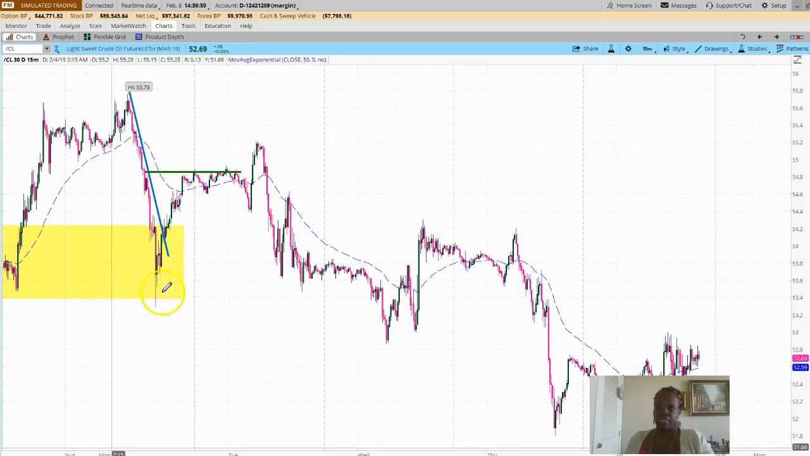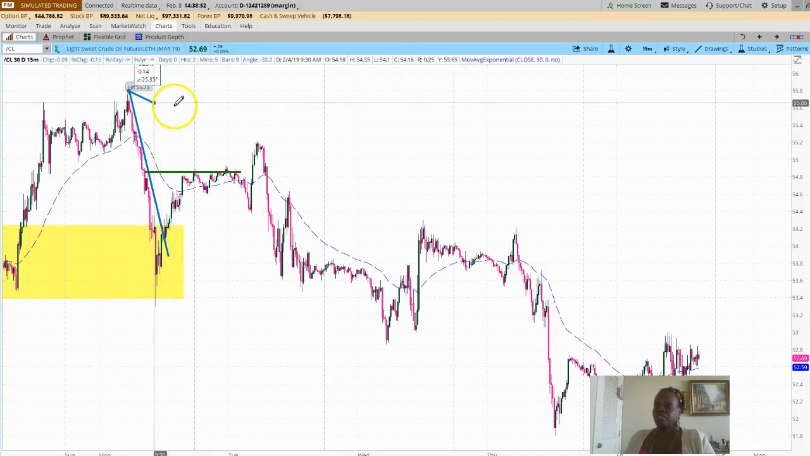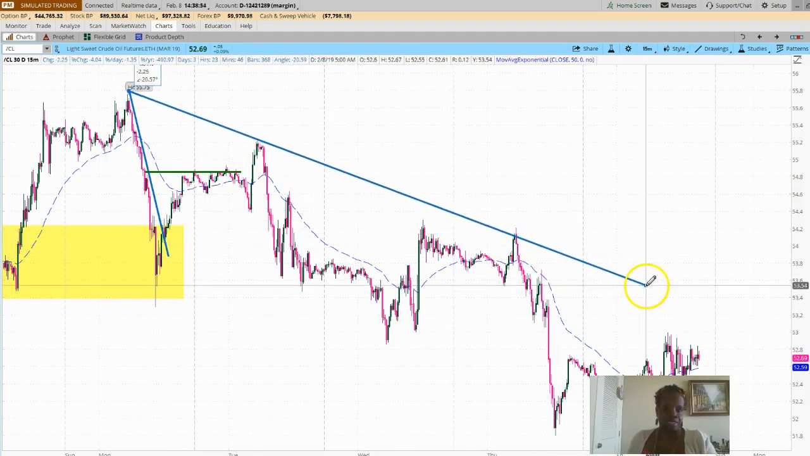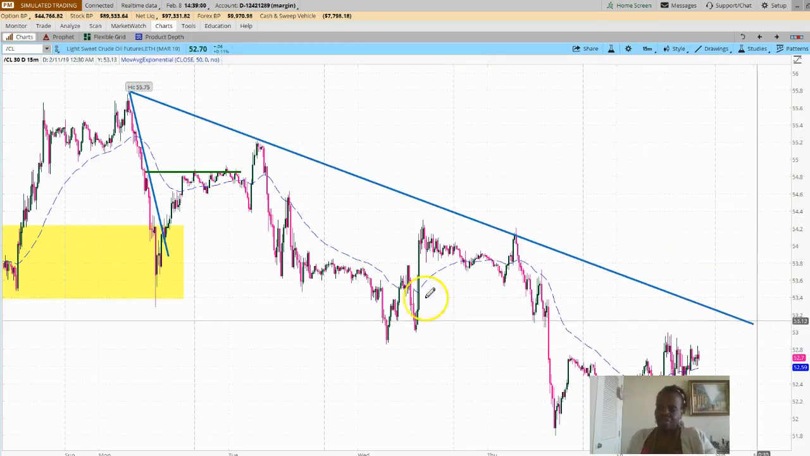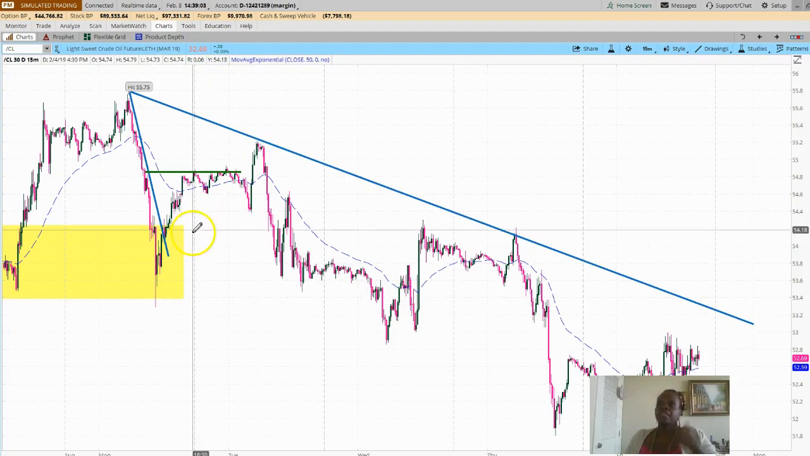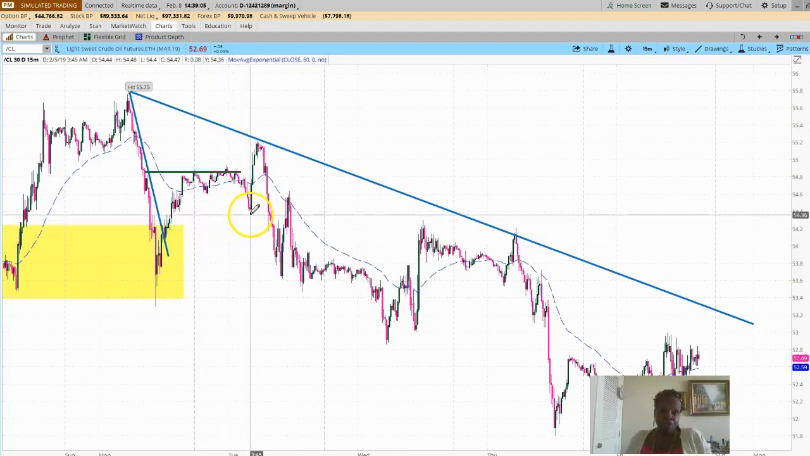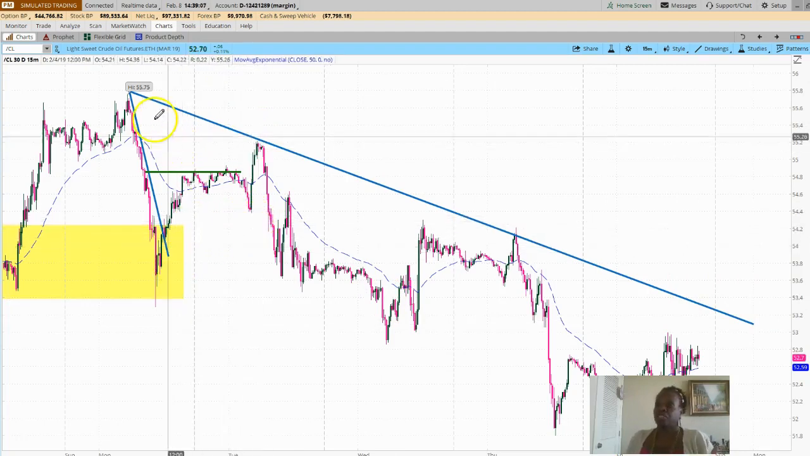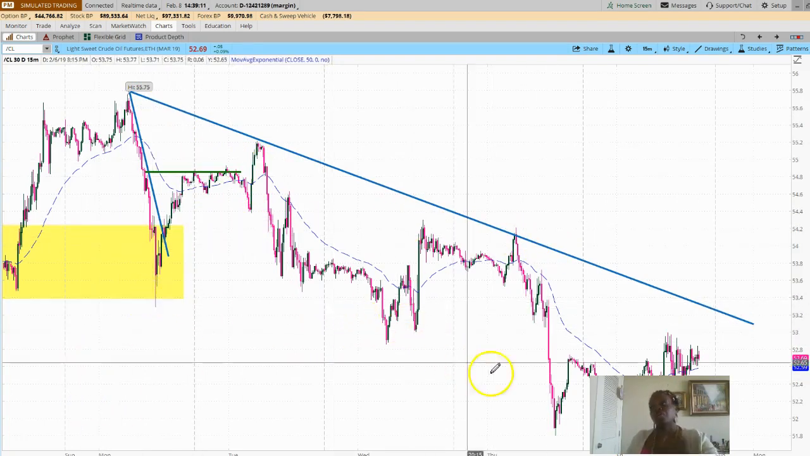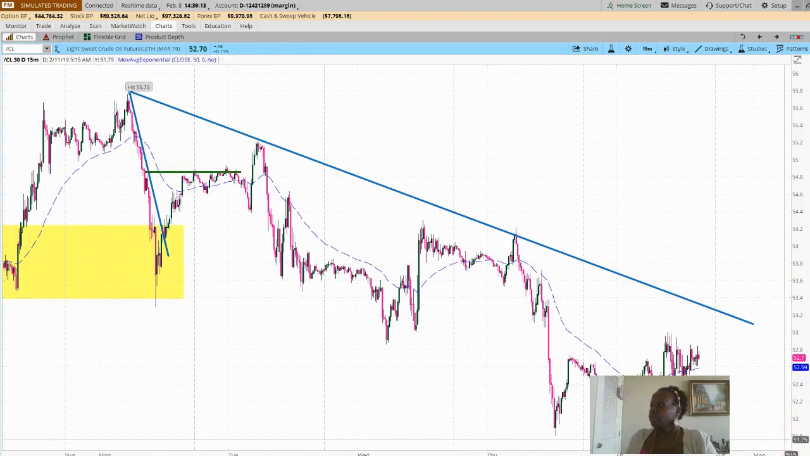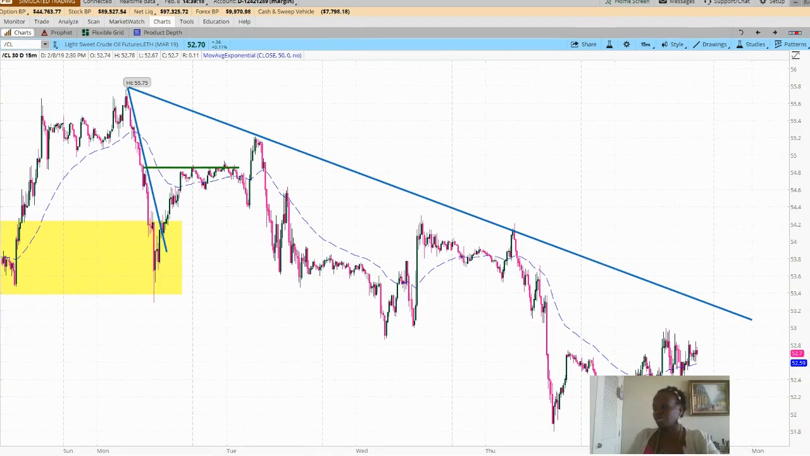I'm starting from Monday, and I'm seeing that the market has made lower highs. So I'm going to use my trend line to plot the lower highs. That's it, right? So then I'm confirming that this is a downtrend because it's making lower highs, and on the other side it's making lower lows.